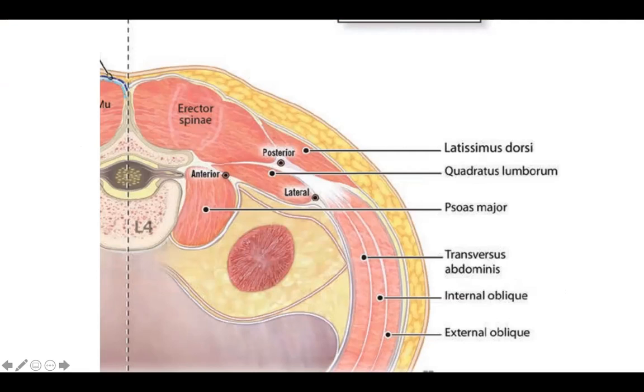When the drug is deposited on the lateral aspect of quadratus lumborum in the fascia transversalis, it is called QL1 block or lateral QL. When the drug is deposited, I'll show you with a laser pointer, on the posterior aspect of quadratus lumborum at the lateral edge of erector spinae, it is called posterior QL block. And when the drug is deposited between the quadratus lumborum and psoas major, on the anterior aspect of quadratus lumborum, it is called anterior QL block or QL3.